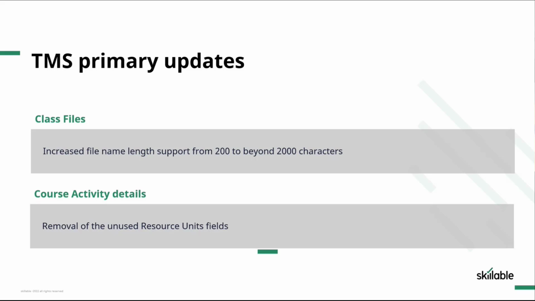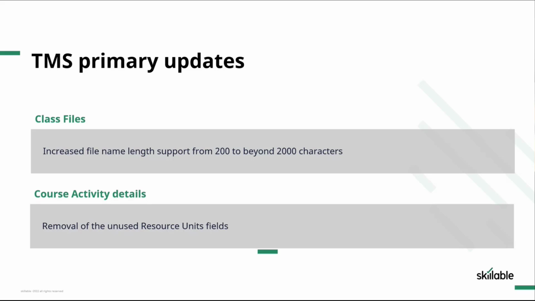Other updates in the TMS. One of the things you can do when you build a class is attach files to the class. We did actually have a limitation on the class file name of 200 characters. When we use the attach class files to a class tool, there was a description box where you could type in multiple lines of text to describe what that file was.